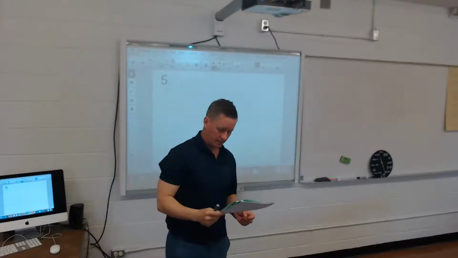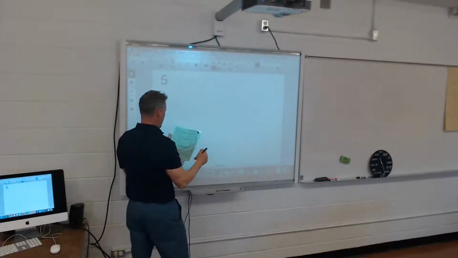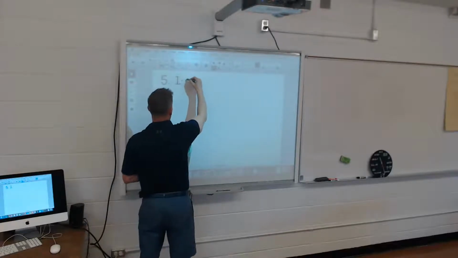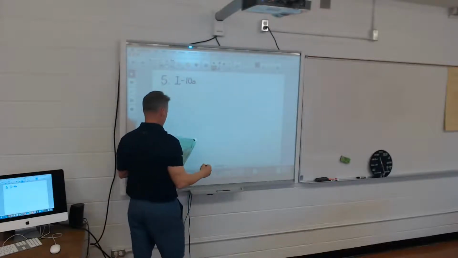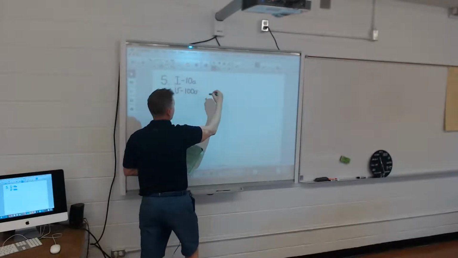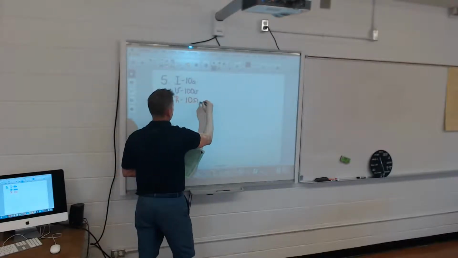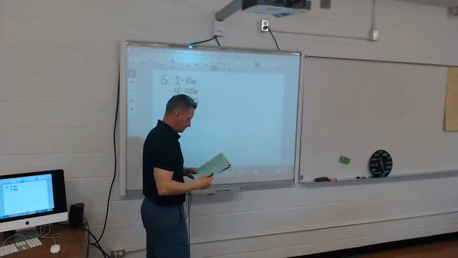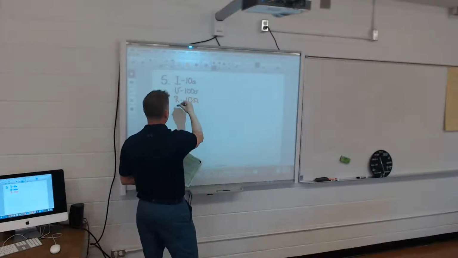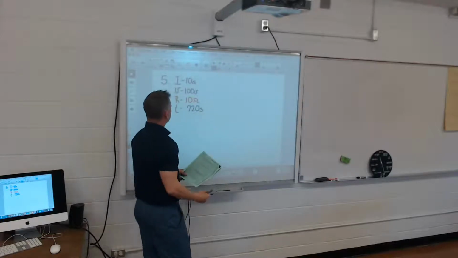Number 5. Here's the long one. Electric hot plate draws 10 amps on 100 volts. Again, the first thing I would do is get my resistance. In 12 minutes. So there's my Q all together there. Q equals I squared T over J.